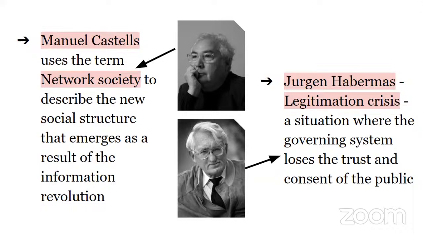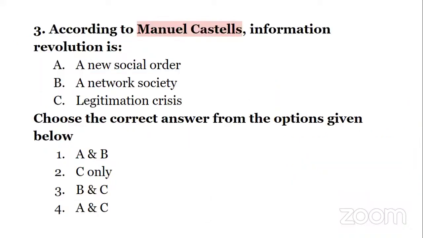He used the term network society to denote the social structure which is forming as a result of the information revolution. So of course he used network society. Then a new social order: as a result of this information revolution, a new social order is formed. So of course it is also related to Manuel Castells.